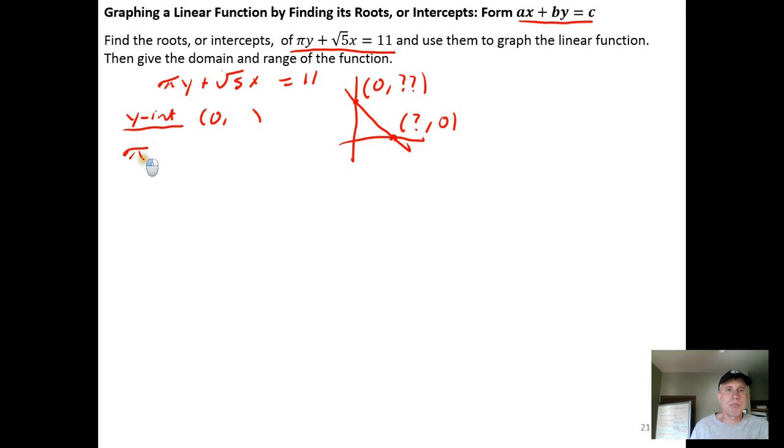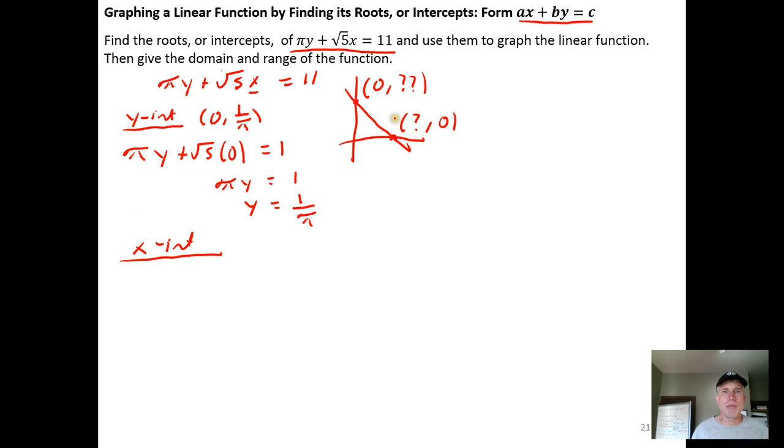So I take my equation pi times y plus the square root of 5 times x, but I replace the x with 0, and I solve for y. So 0 times root 5 is just going to be 0, so I'm going to get pi times y equals 11, and I'm going to get y equals 11 over pi. So when x is 0, y is equal to 11 over pi. There's my y-intercept.